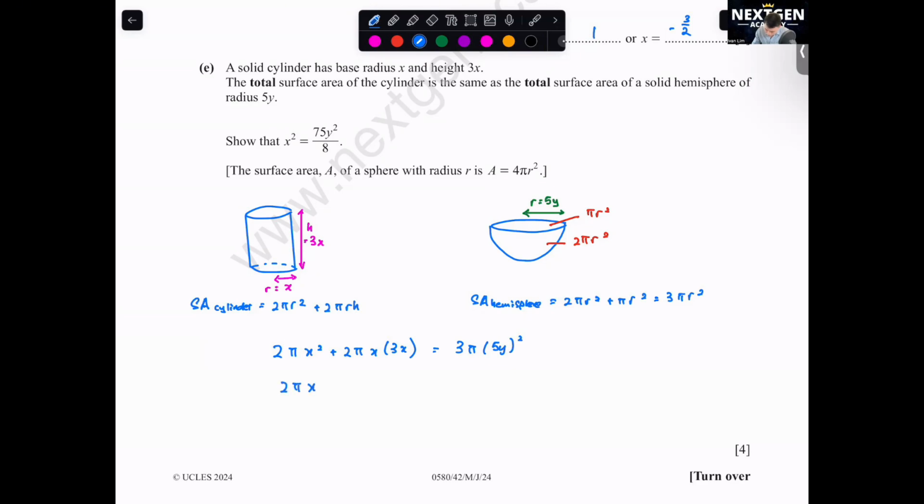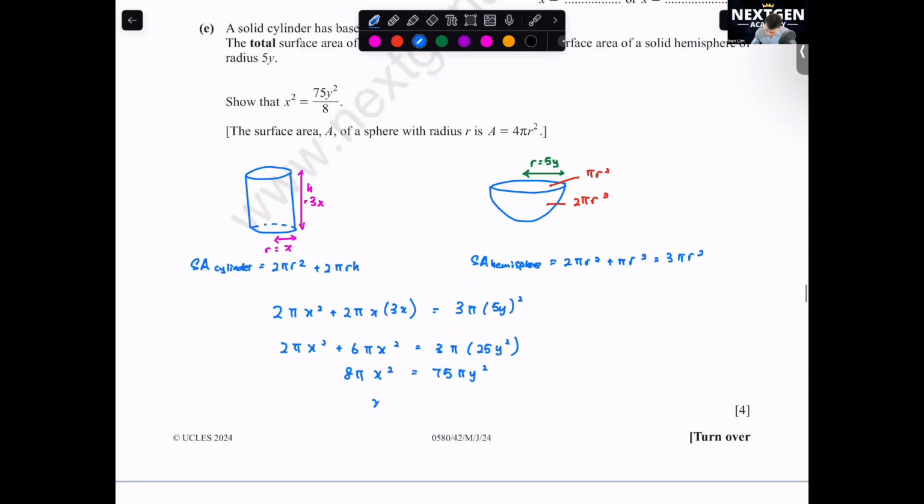We simplify the left-hand side first. So 2 pi x square plus 6 pi x square equals to 3 pi, this one can be written as 25 y square. Okay, 3 times 25, you get 75 pi y square. On the left-hand side, we can make it to 8 pi x square. And then the final one, we divide both sides by 8 pi. The pi will cancel off, so 75 y square over 8. This is how we prove it.